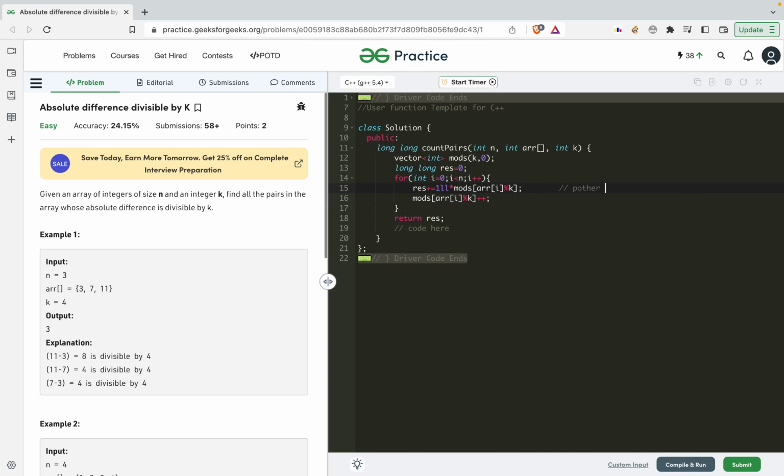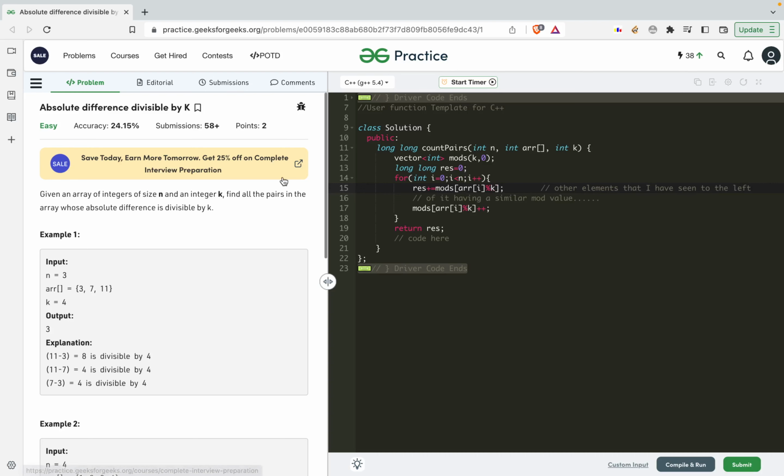Let me write it up. Other elements that I have seen to the left of it, having a similar mod value. So I'll add it up, right? The only reason I'm adding one LL over here is because, okay, actually it wasn't even required because result already is long, so it's not required.